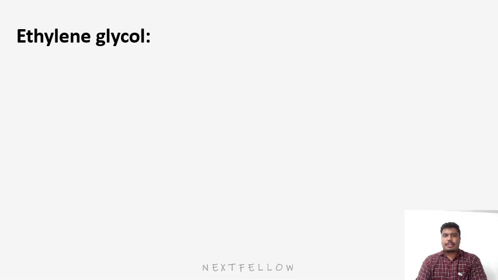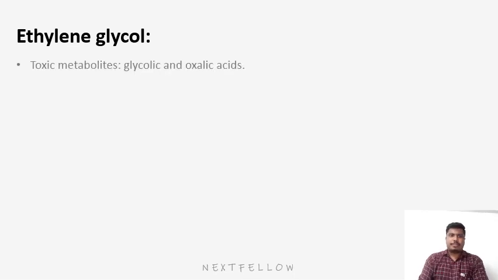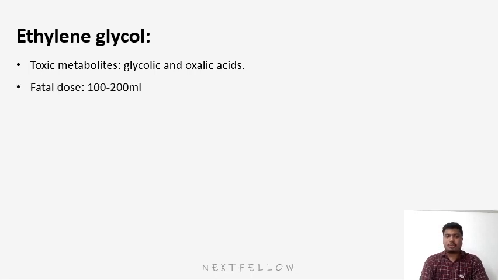Now we will learn about ethylene glycol poisoning. It is a major constituent of antifreeze solution. The toxic metabolites are glycolic acid and oxalic acid. Ethylene glycol itself is not toxic. It inhibits oxidative phosphorylation. The fatal dose is 100 to 200 ml. Fatal period is 3 days.